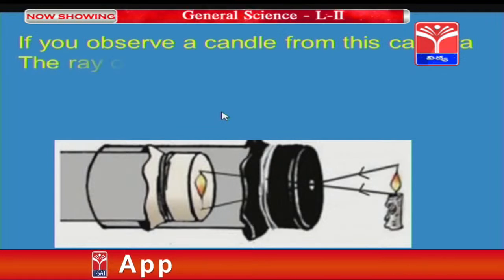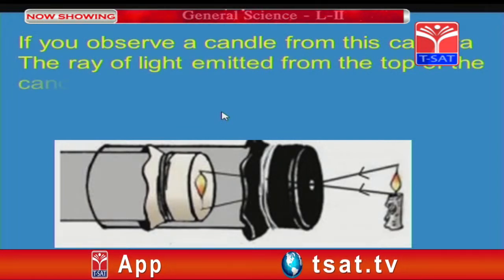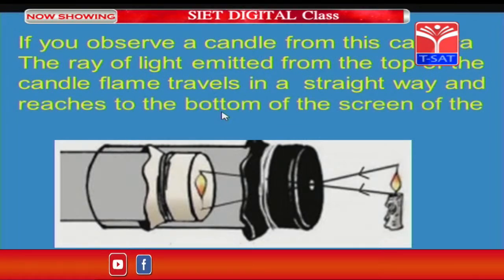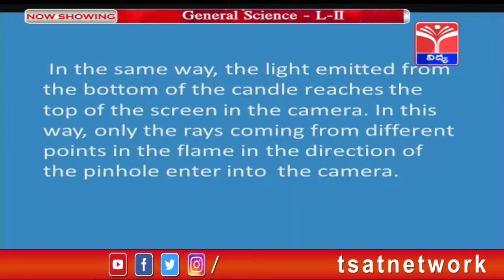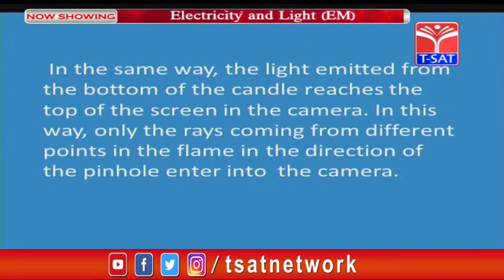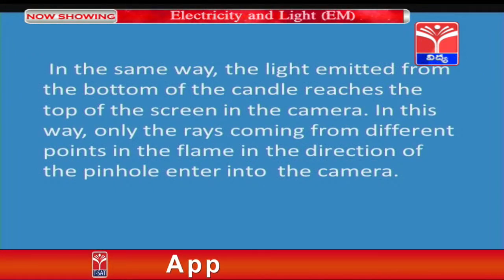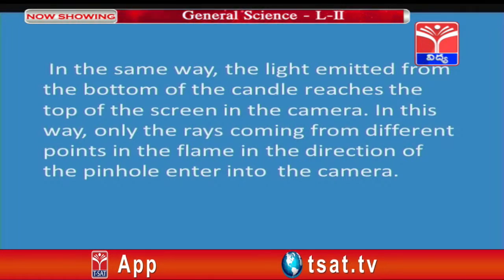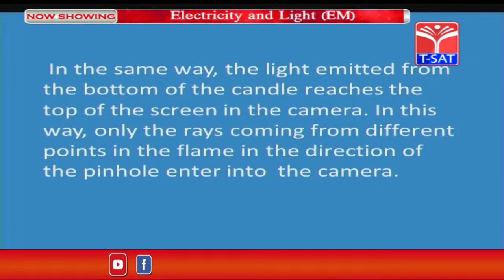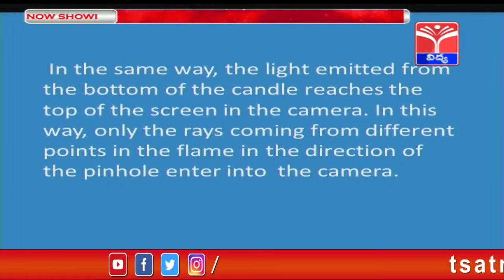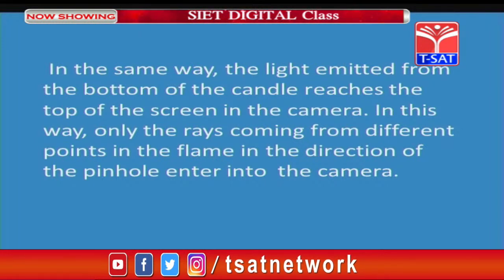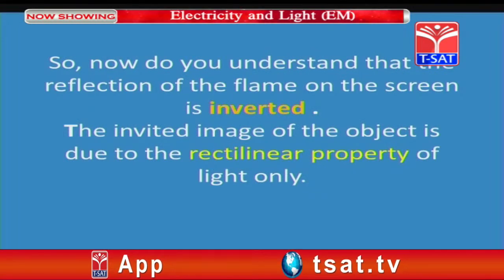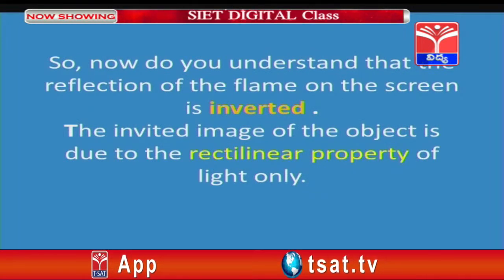If you observe a candle from this camera, the ray of light emitted from the top of the candle flame travels in a straight way and reaches the bottom of the screen of the camera. In the same way, the light emitted from the bottom of the candle reaches the top of the screen in the camera. In this way, only the rays coming from different points in a flame in the direction of the pinhole enter into the camera. That is why we can see it in an inverted position, because light is travelling in a straight line. So now do you understand that the reflection of the flame on the screen is inverted?